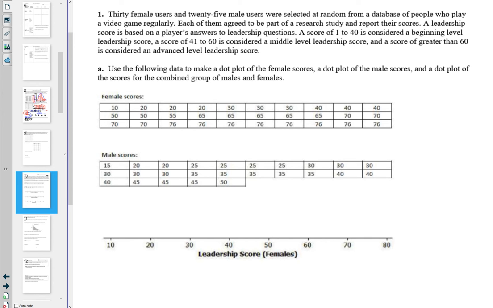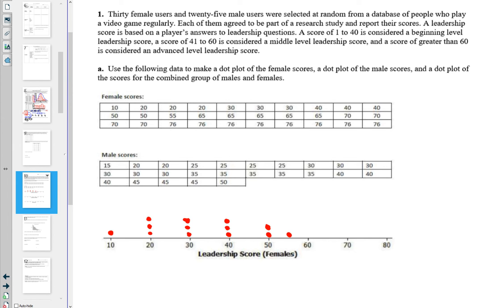How many tens are there for the females? One, so I'm going to put one dot. How many 20s are there for the females? 3, so I'm going to put 3 dots. How many 30s are there for the females? Also 3, so I'm going to put 3 dots going up. How many 40s? Also 3. How many 50s are there? There are 2 50s. But now there's also a 55, so in between the 50 and the 60, I'll put a dot.